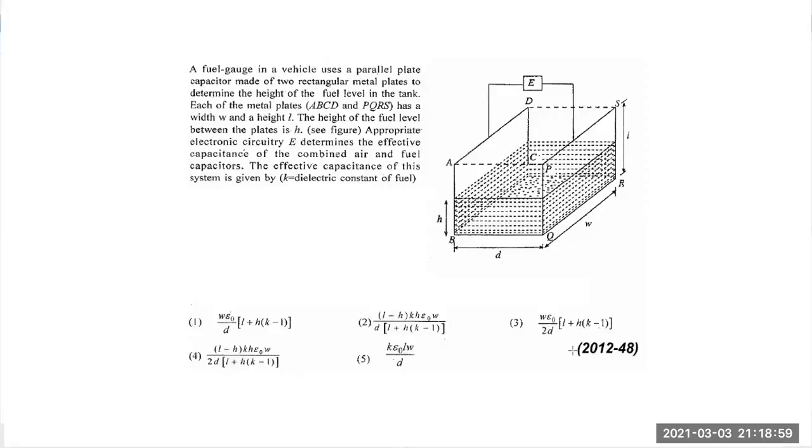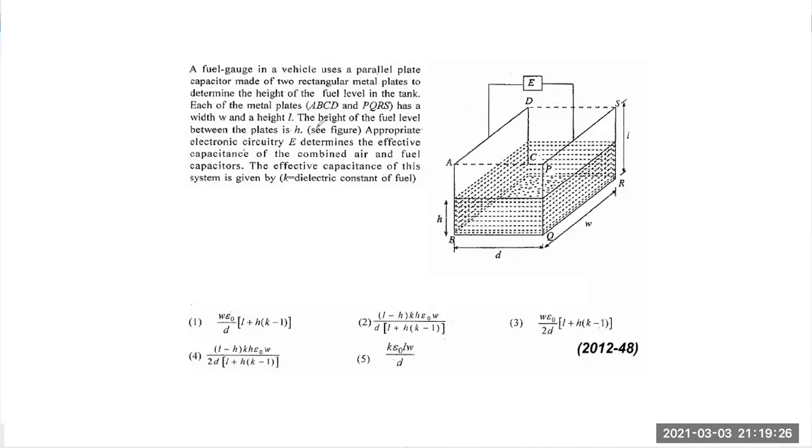Next question is from 2012, and it's the 48th question from that year. So they have given a system like this. A fuel gauge in a vehicle uses a parallel plate capacitor made of two rectangular metal plates to determine the height of the fuel level in the tank. Each of the metal plates has a width W and length L. You can see width W and length L. The height of the fuel level between plates is H.